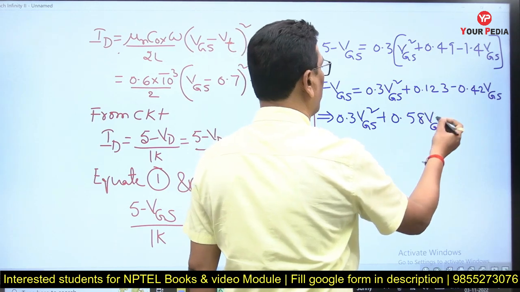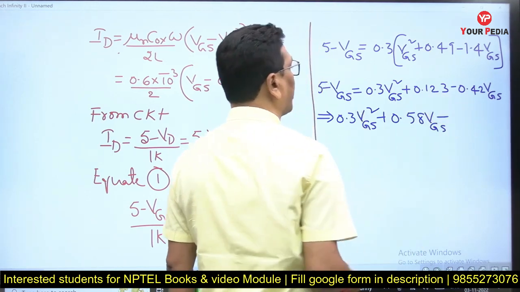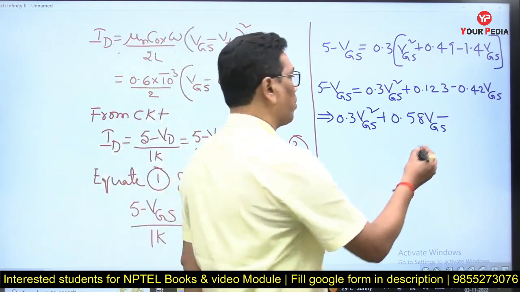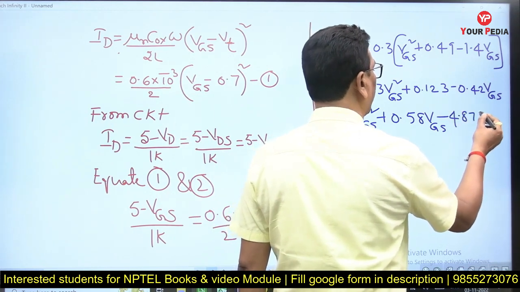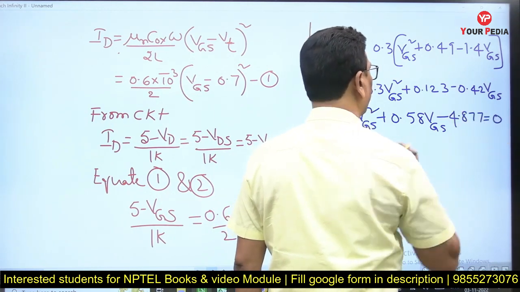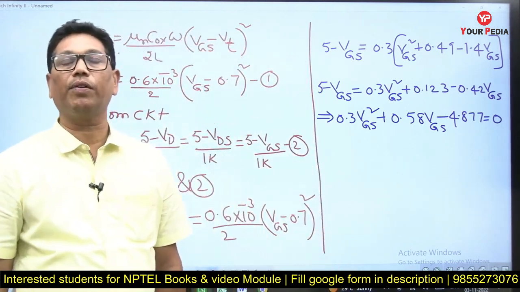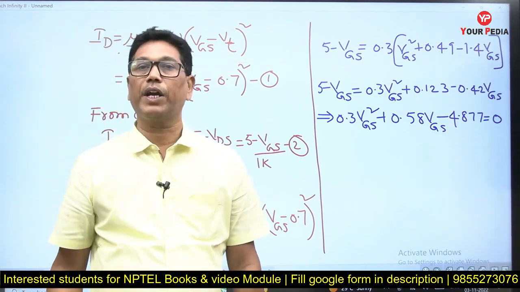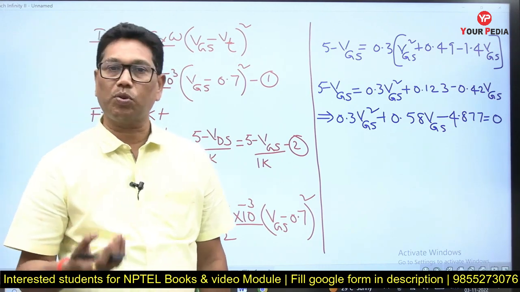4 minus 0.123, so take this 0.133 minus 5, that you can get around 4.87 something. So you may get nearly 4.877. Got it now? So I got a quadratic equation of VGS. Sir, by solving this VGS, I may get root values of VGS, most probably negative and positive values.